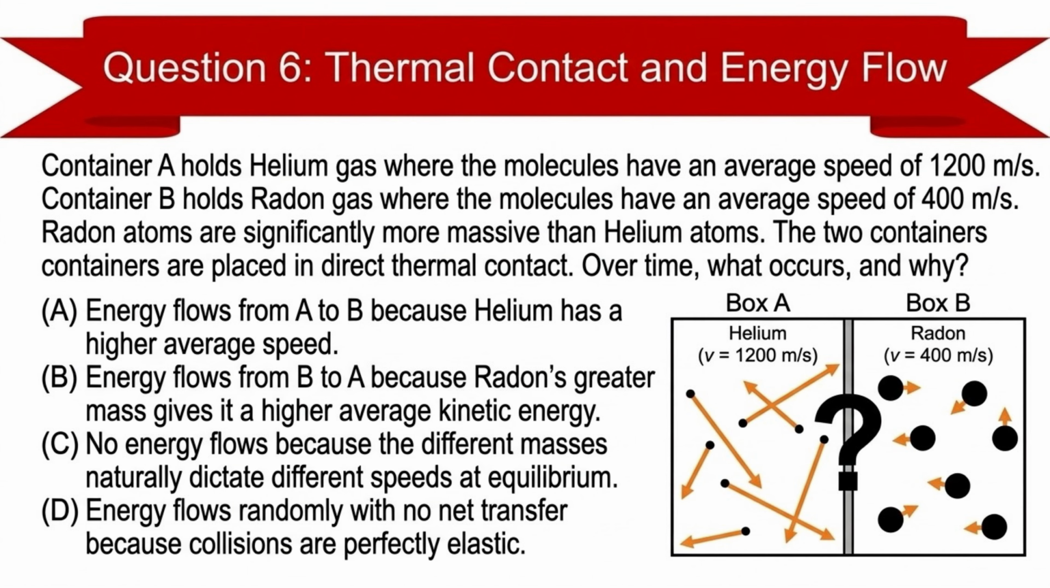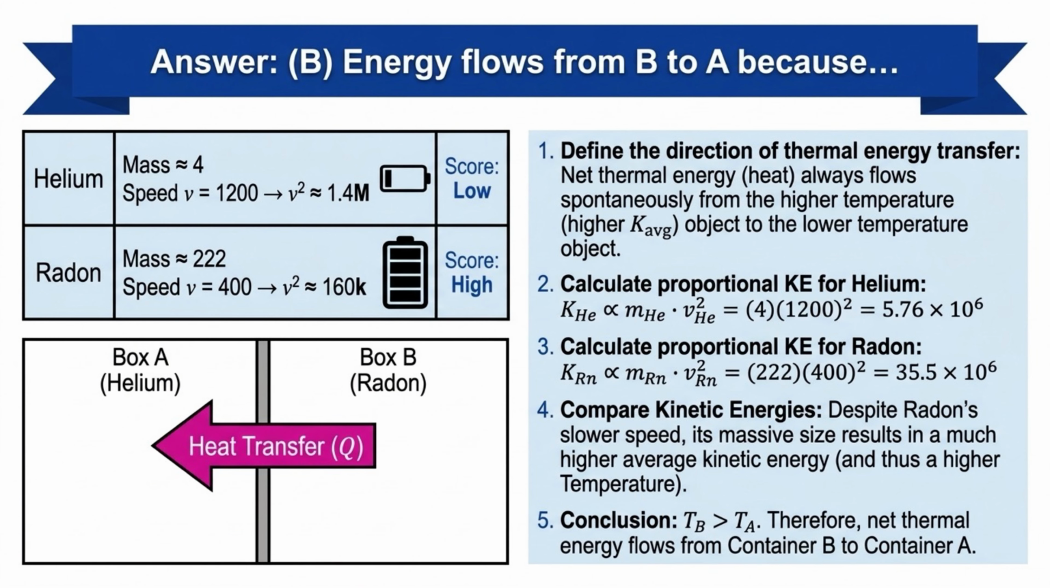Question 6. Here's a sneaky one. Helium atoms are zipping along at 1,200 meters per second. Radon atoms are crawling at 400 meters per second. Bring them into thermal contact. Which way does heat flow? So the answer here is, of course, from B to A, so B.